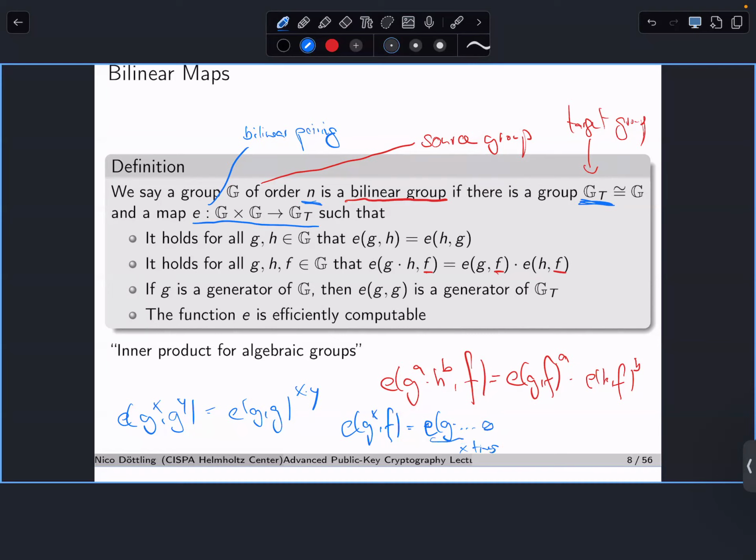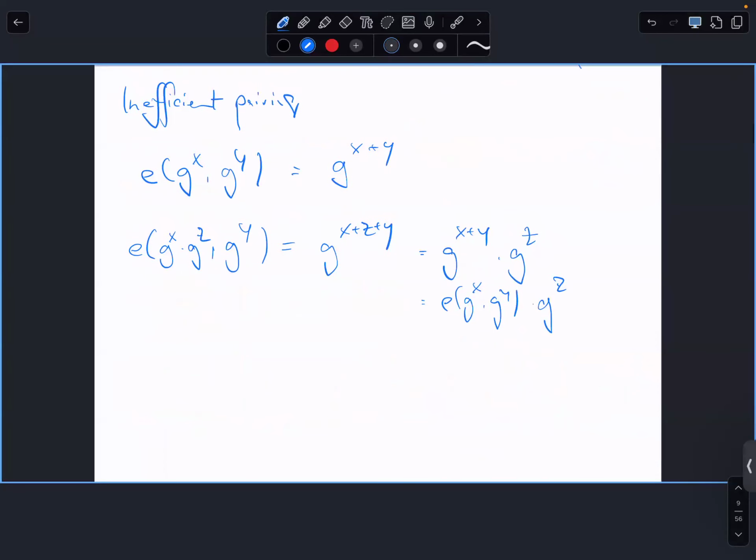x times, comma, f is e of g, comma, f, and so forth, e of g, comma, f, again, x times, which is e of g, f to the x, right? So we get that e of g to the x, g to the y is e of g to the x times y. So what would be any proposal? Yeah, exactly. So this does not work.